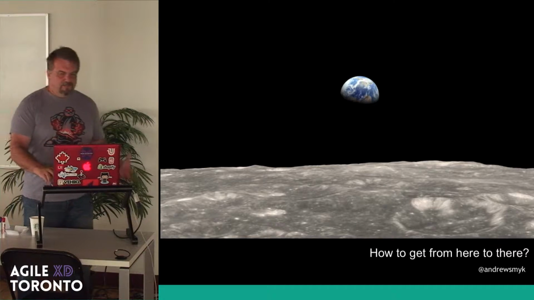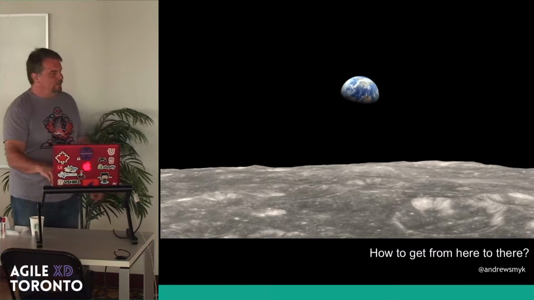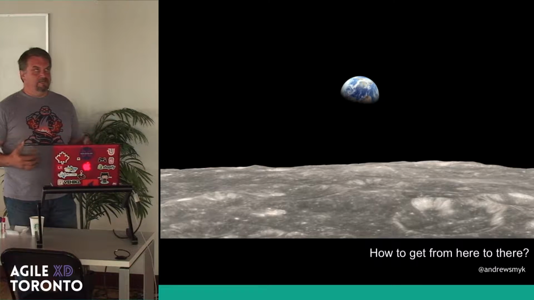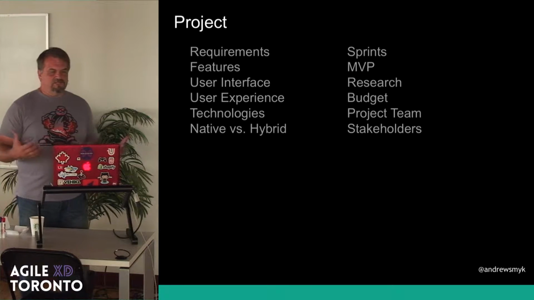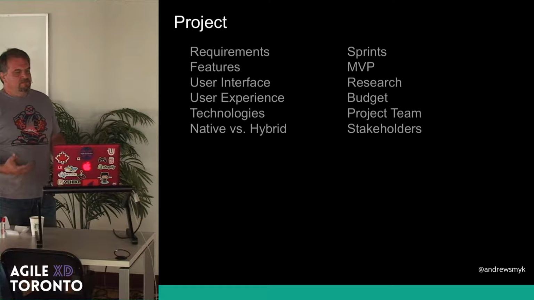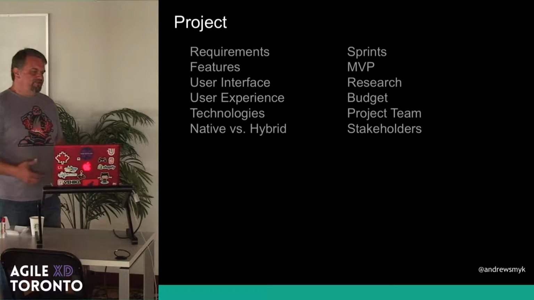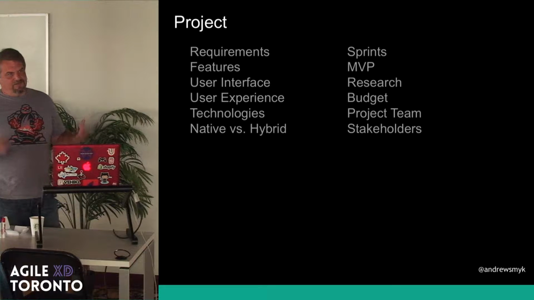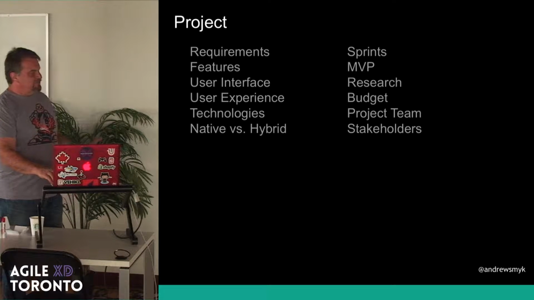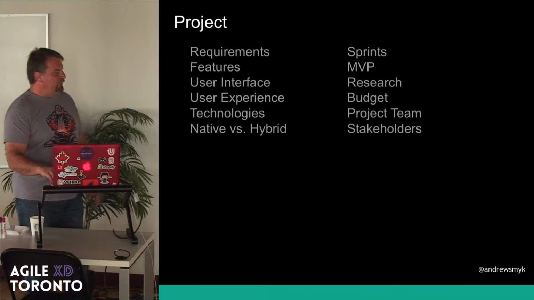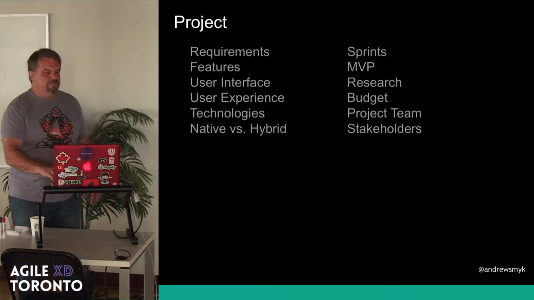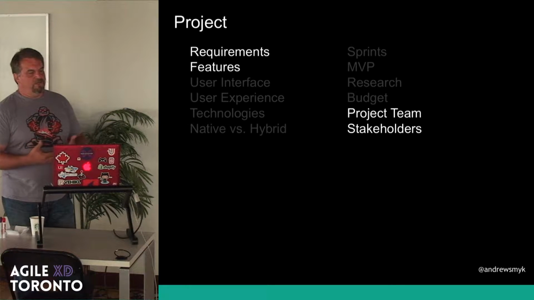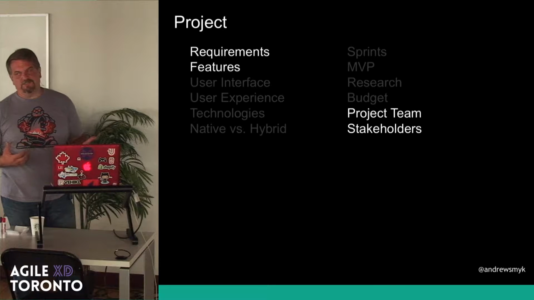So we usually break down the project. I'm doing a project right now for one of the banks because millennials really love mobile banking. So that's where we're going with that. And the project breaks down to all these components: requirements, features, the user interface, the user experience, technologies. Then we have the big argument over native versus hybrid. What kind of sprints are we going to do? What is our minimal viable product that we're going to throw out there? Doing some user research, the budget, the project team, and the stakeholders. So we've got all these things, and this exercise really focuses on user requirements, features, project team, and the stakeholders.